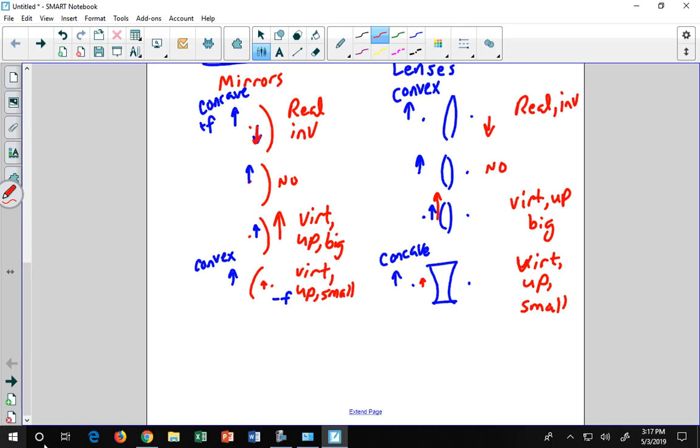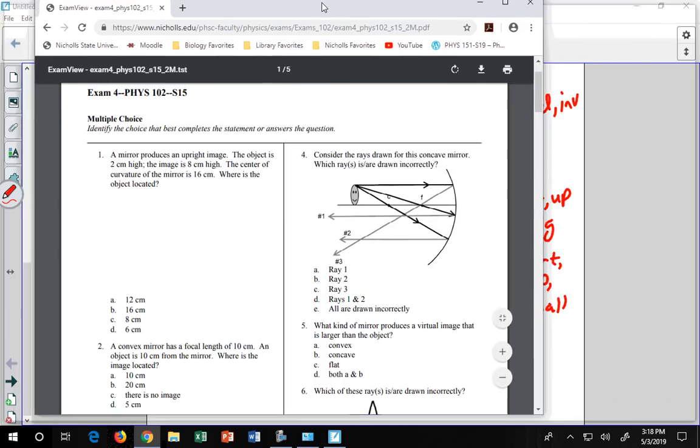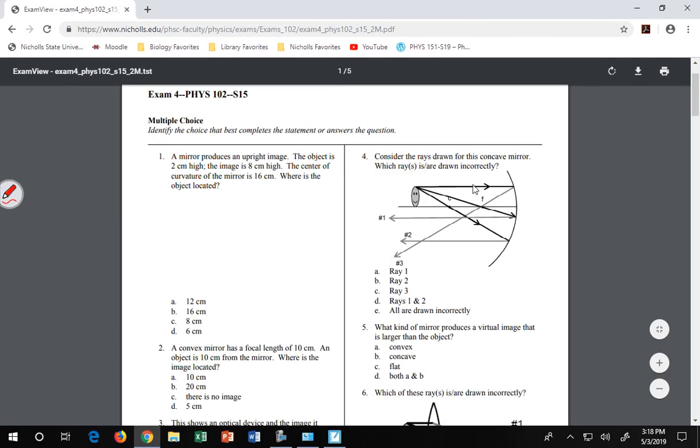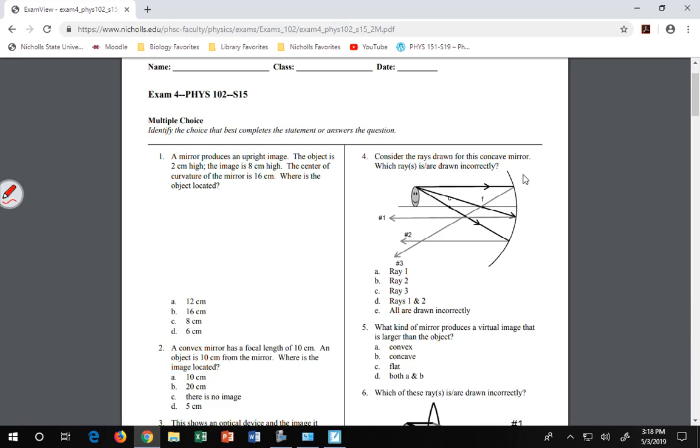Like, for example, right here. Which one of these rays is drawn incorrectly? This is the spring 15. So this one right here, does my pen work? Yeah. That's parallel to the axis through the focal point. That's okay. This one is through the focal point parallel to the axis. That's okay. This one is through the center of curvature and then parallel to the axis. So ray number 2, not correct.